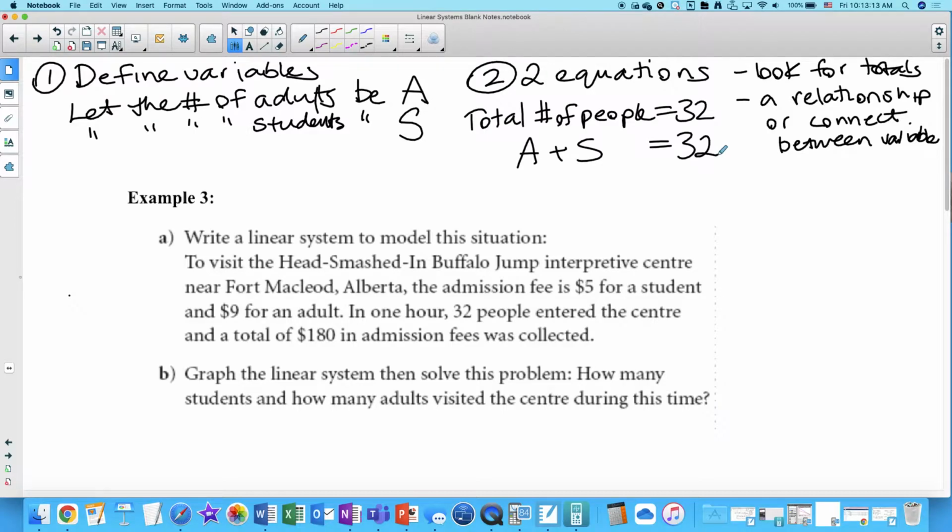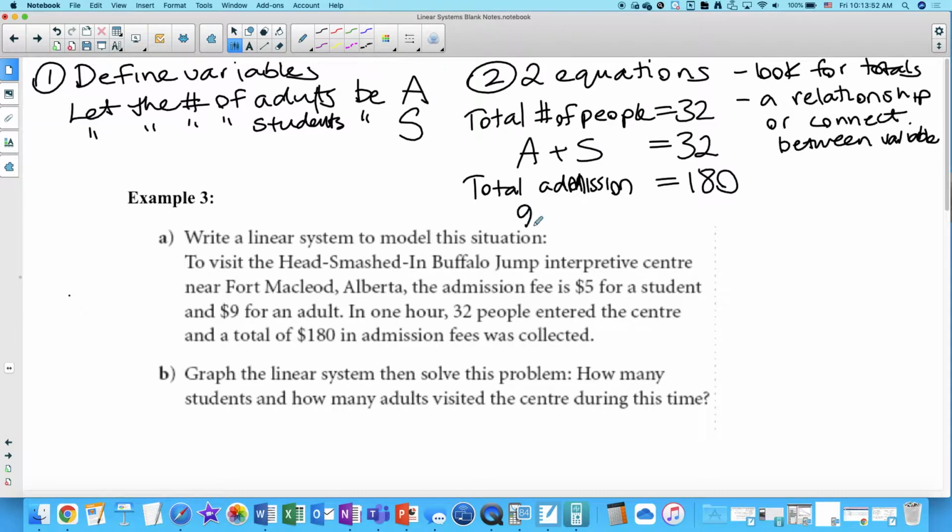I need another one though. Yeah? Make a relationship of the total admission fee. So yeah, 5S plus 9A. Total admission fee, yes. So we also know how much these people spent to get into this interpretive center. So that's our second one. Total admission, oh, I think that's just one D, is $180, okay? Now, if the adults are $9 each and there's A adults, the admission fees just from the adults is going to be 9A.